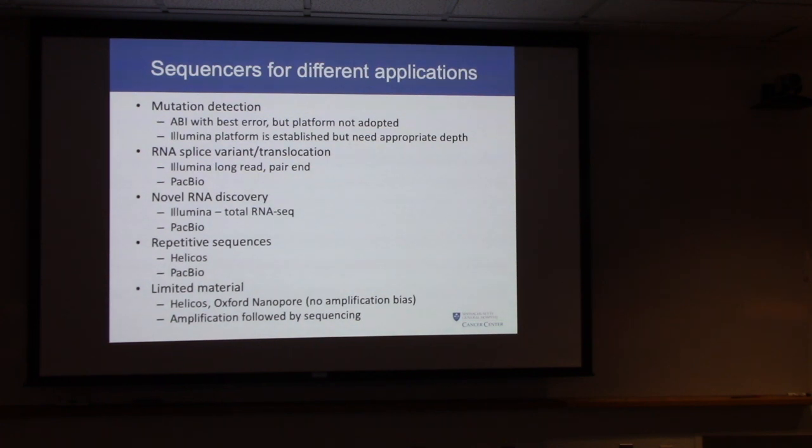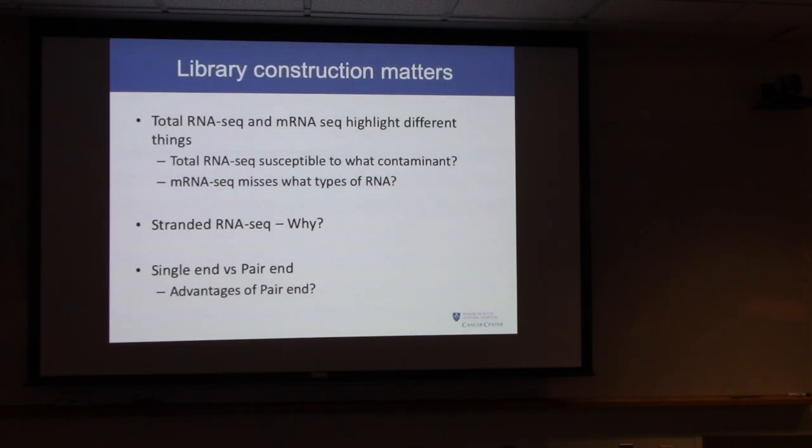And if you have very small amounts of material, one of the things that I did as a postdoc was develop single-cell RNA-seq before we had all these 10x platforms. And so you can do things that we couldn't do before with these amplification techniques, but there are some benefits of using platforms that do not use amplification to create bias, like the single molecule Helicos or PacBio or Oxford Nanopore. And this can give you different types of readouts that you can't get with Illumina.